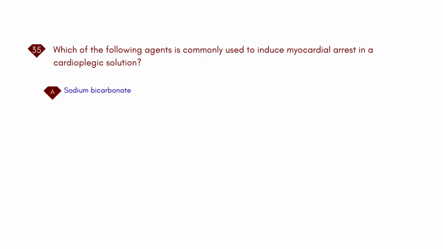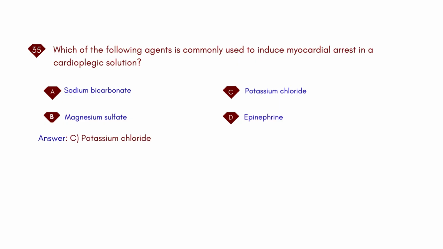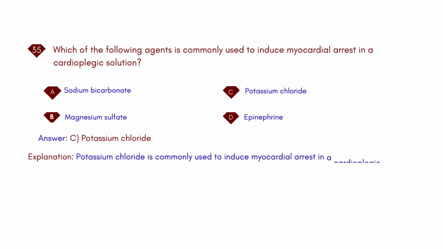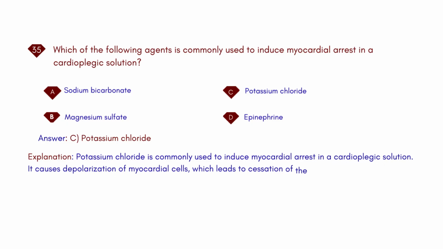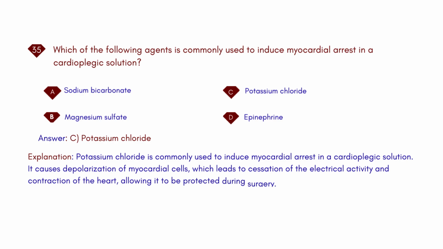A. Sodium bicarbonate. B. Magnesium sulfate. C. Potassium chloride. D. Epinephrine. Answer: C. Potassium chloride. Explanation: potassium chloride is commonly used to induce myocardial arrest in a cardioplegic solution. It causes depolarization of myocardial cells, which leads to cessation of the electrical activity and contraction of the heart, allowing it to be protected during surgery.